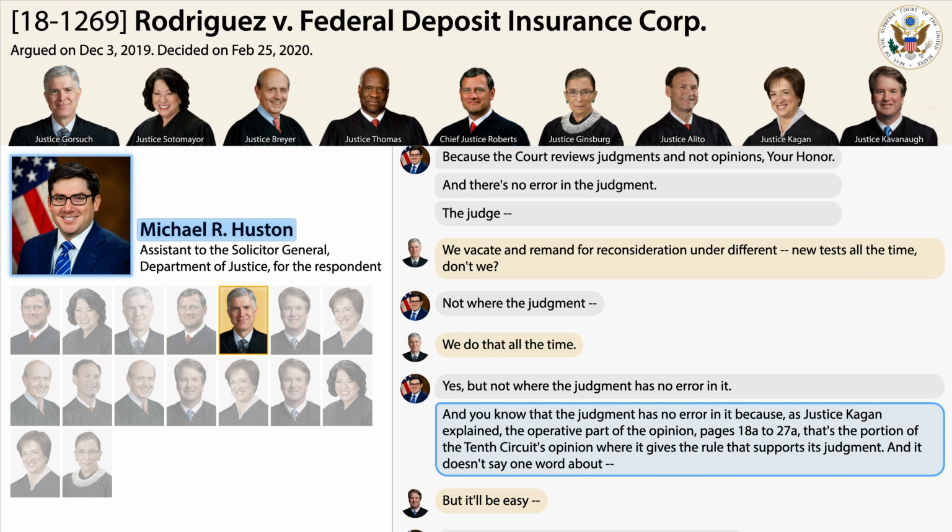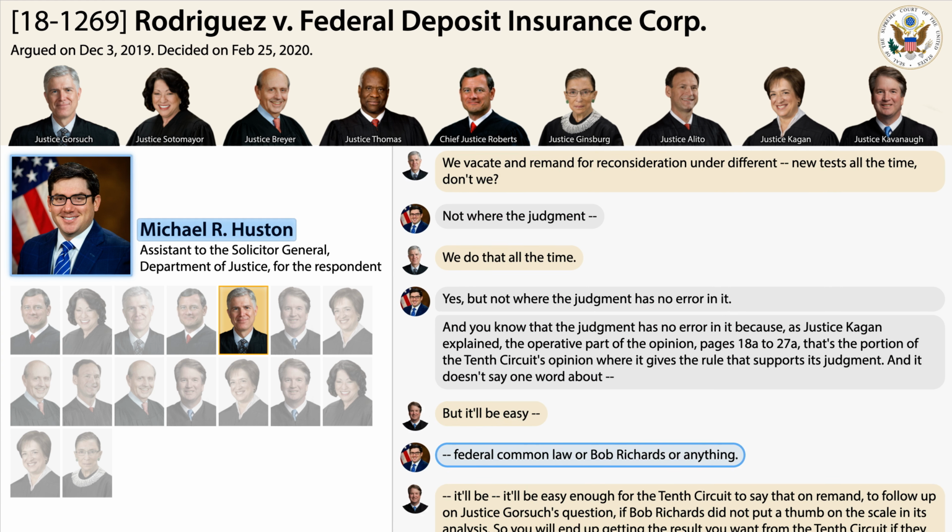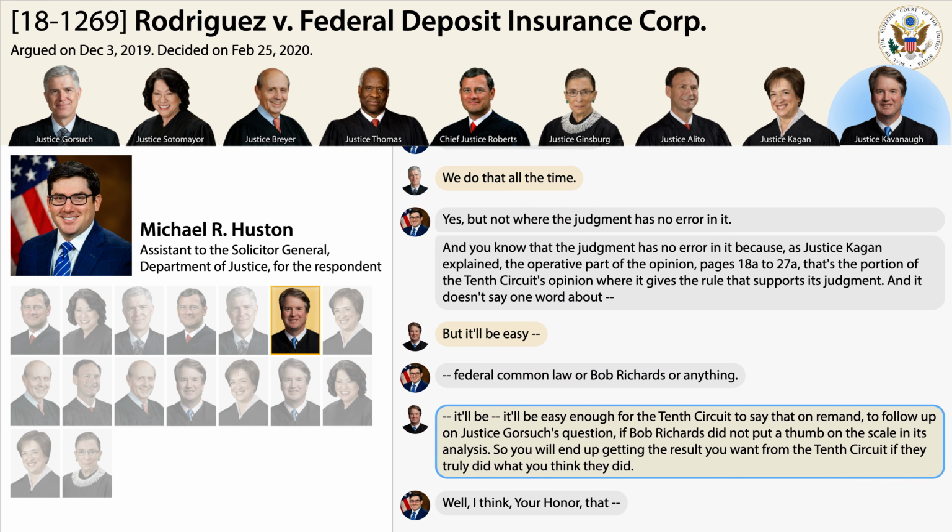And you know that the judgment has no error in it because, as Justice Kagan explained, the operative part of the opinion, pages 18A to 27A, that's the portion of the Tenth Circuit's opinion where it gives the rule that supports its judgment, and it doesn't say one word about federal common law or Bob Richards or anything. It'll be easy enough for the Tenth Circuit to say that on remand, to follow up on Justice Gorsuch's question, if Bob Richards did not put a thumb on the scale in its analysis.